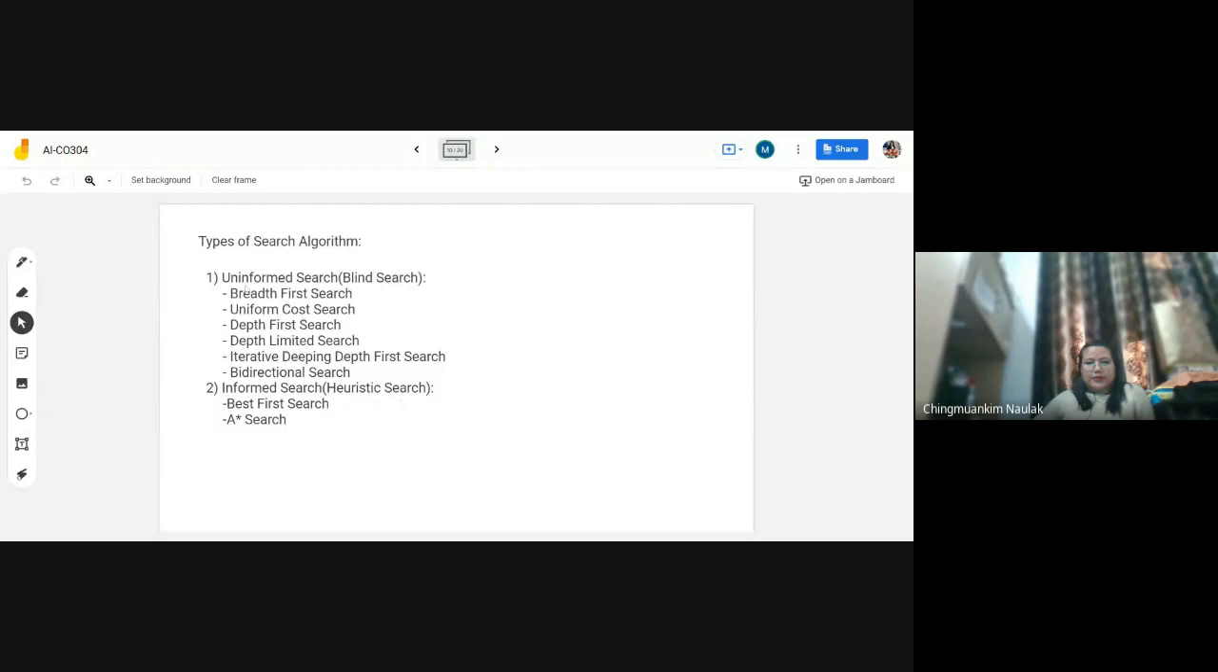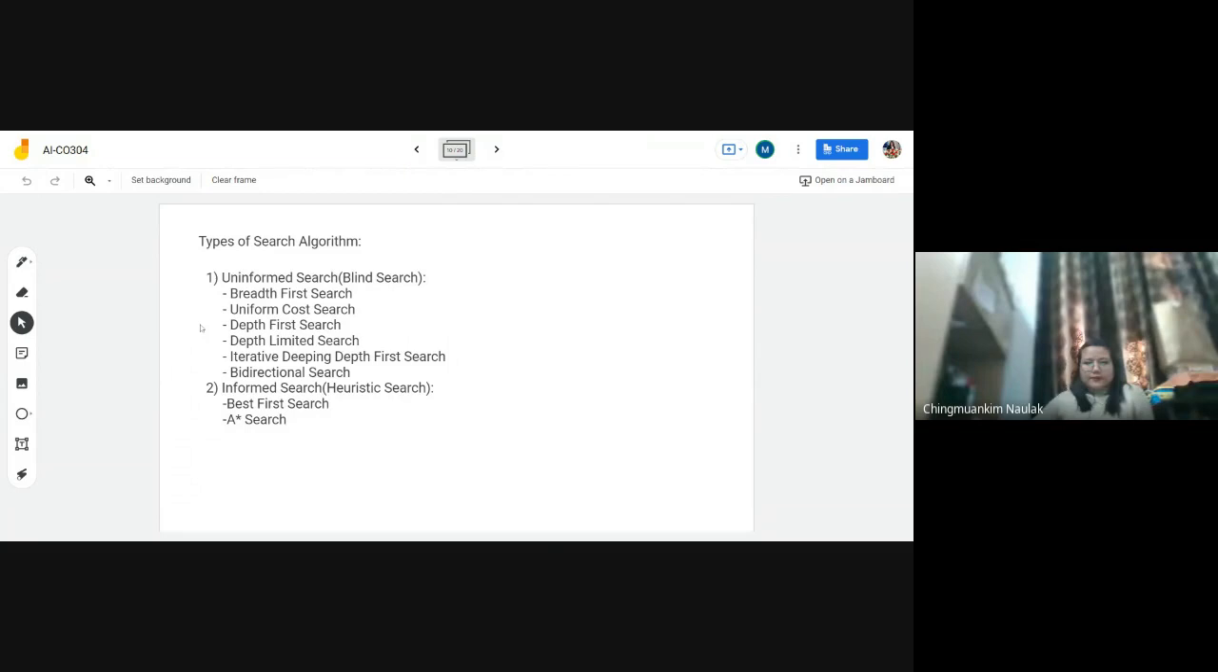Uninformed search is also further categorized into different types. Some of them are listed here; there are many more than this. If you would like to explore, you can explore on your own, as there are many resources available on Google. But according to the syllabus, I am going to cover only these.